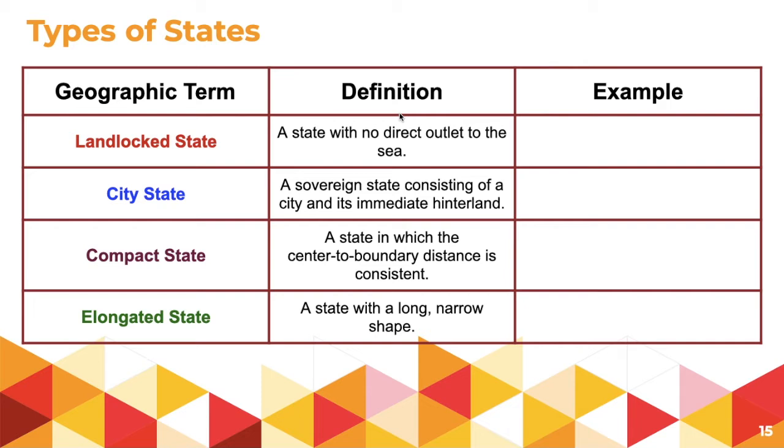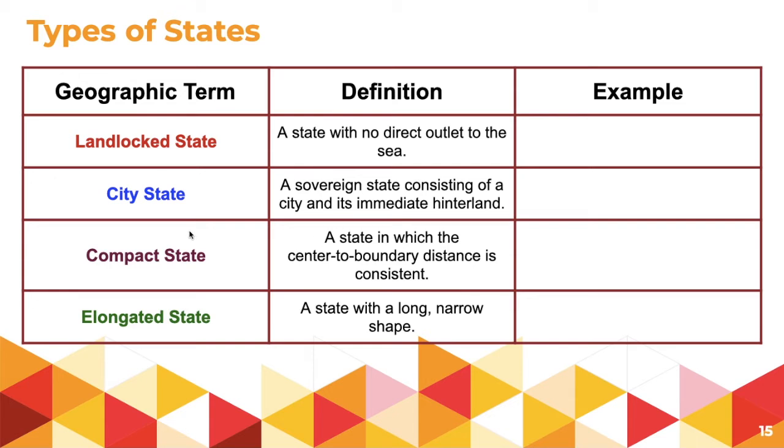This would be like Mongolia, for example. A city-state, where the country itself is actually a sovereign state consisting of really just the city and maybe some surrounding land, but mostly the city itself. This could be like Vatican City, for example.